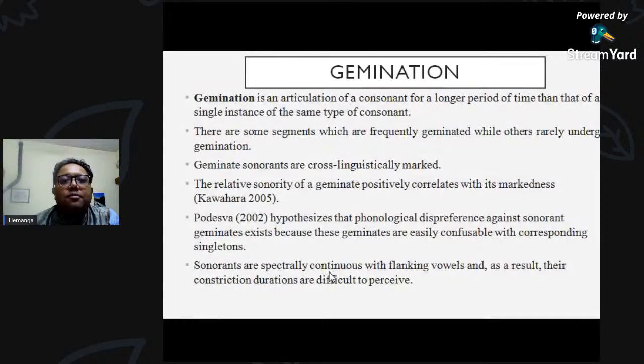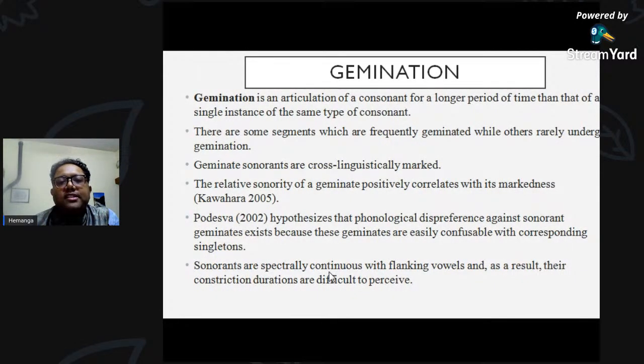Now let's see another process called gemination. Gemination, I have already told you, is a doubling of the consonant. Gemination is an articulation of a consonant for a longer period of time than that of a single instance of the same type of consonant. There are some segments which are frequently geminated while others rarely undergo gemination. Geminate sonorants are cross-linguistically marked. Geminate sonorants means yah, wah.